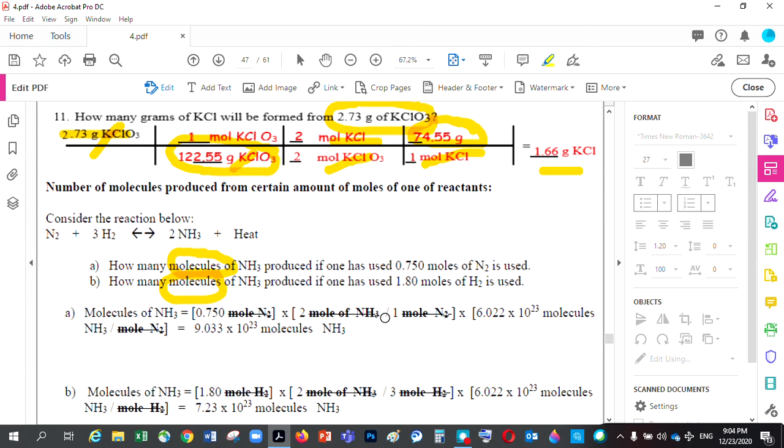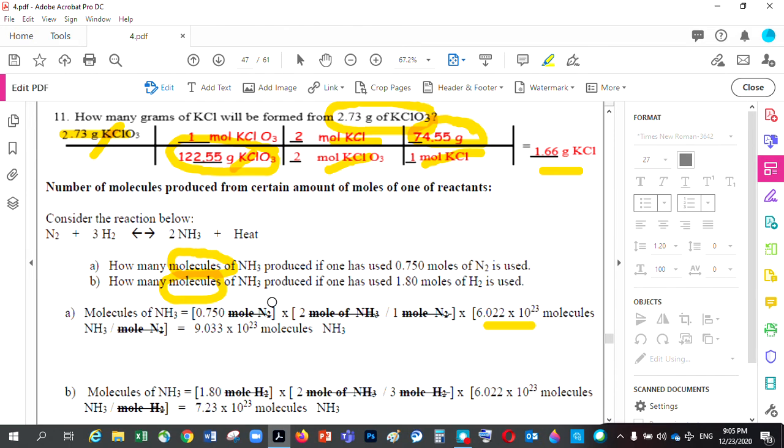Immediately, without hesitation, anytime I am asked about molecules, there's Avogadro's number, 6.022 times 10 to the power 23, that has to be used. That's how we get the number of particles, which can be molecules, atoms, formula units, or ions, correct? So let's look at this example here. We have 0.750 moles of nitrogen used, and we need the number of molecules of ammonia, the product.